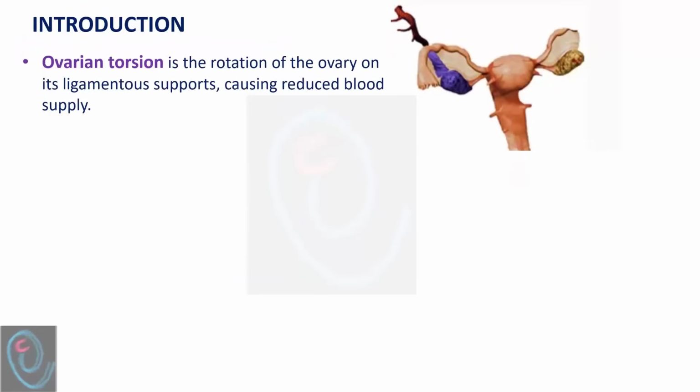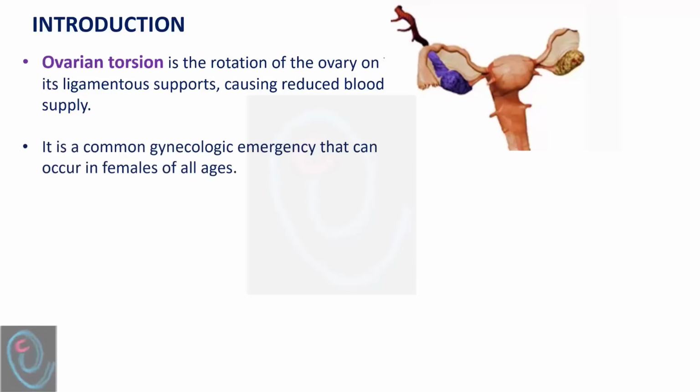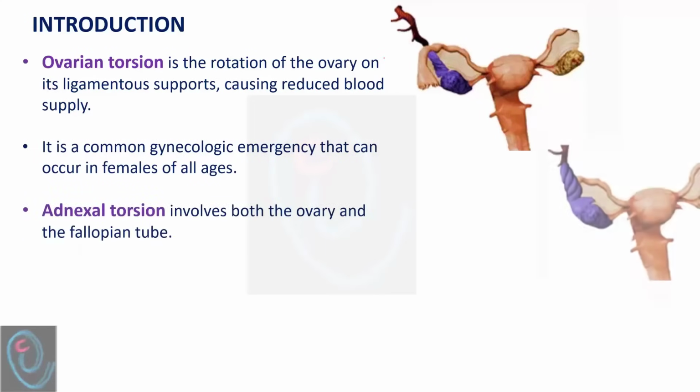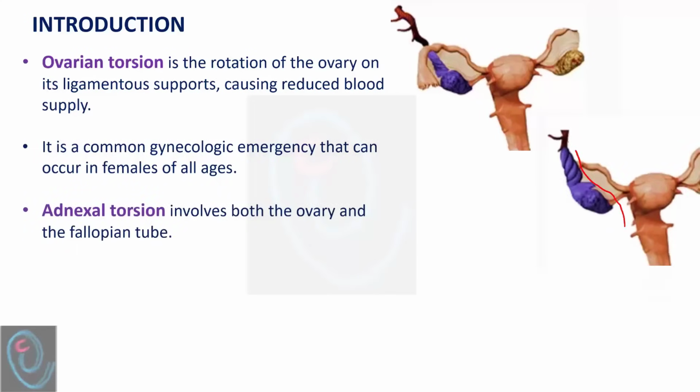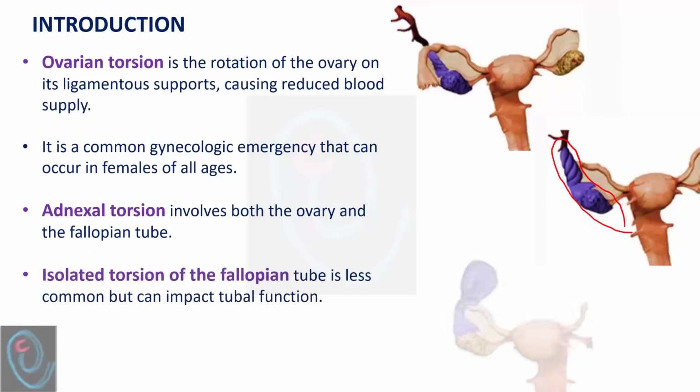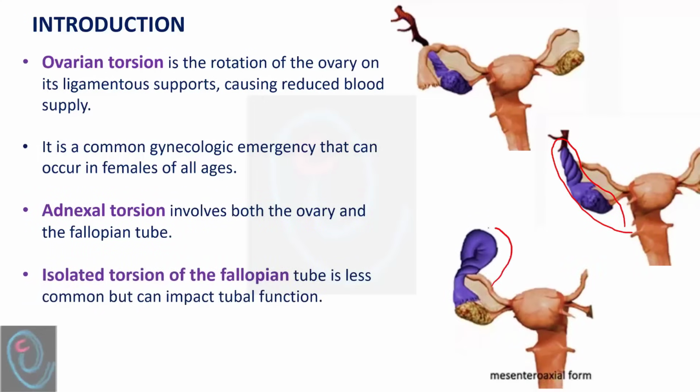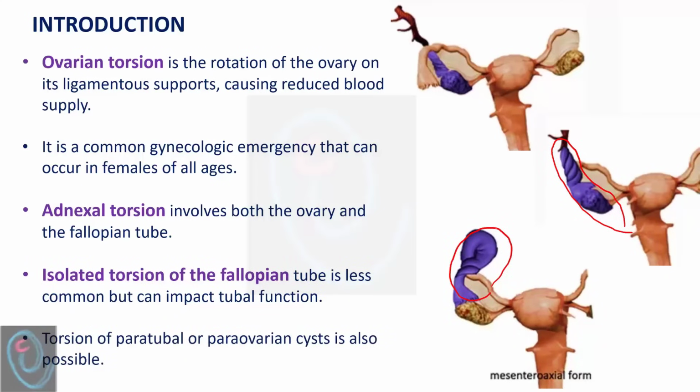Ovarian torsion is the rotation of the ovary on its ligamentous support, causing a reduction in blood supply. It is a common gynecologic emergency that can occur in females of all ages. Torsion of the ovary and fallopian tube is known as adnexal torsion. Isolated torsion of the fallopian tube is less common but can impact tubal function. In addition, torsion of paratubal or paraovarian cyst is also possible.